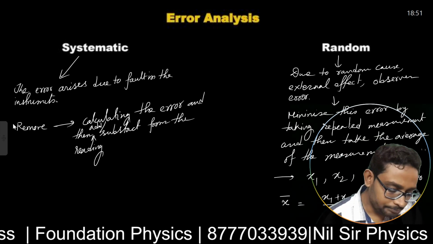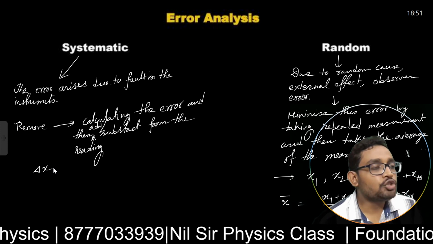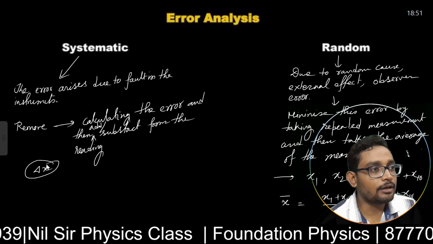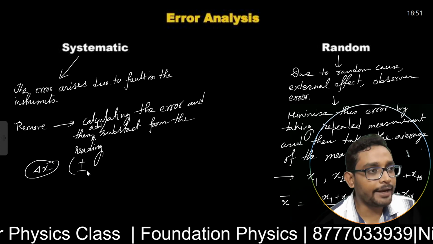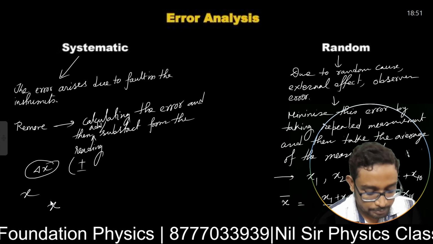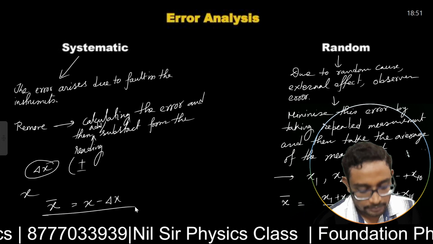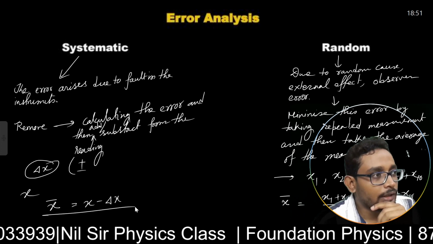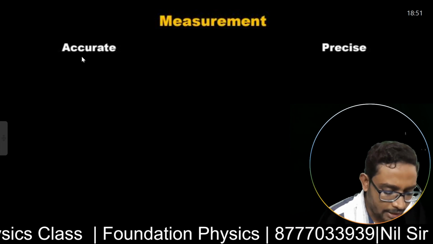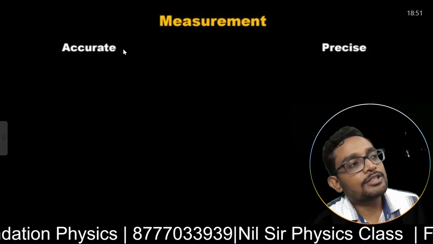So in this case, how can we remove this error? Let's say the measurement shows an error delta x. This could be either positive or negative, and your measurement is x. So what will be your accurate measurement? x minus delta x. There are two types of measurement: accurate measurement and precise measurement.